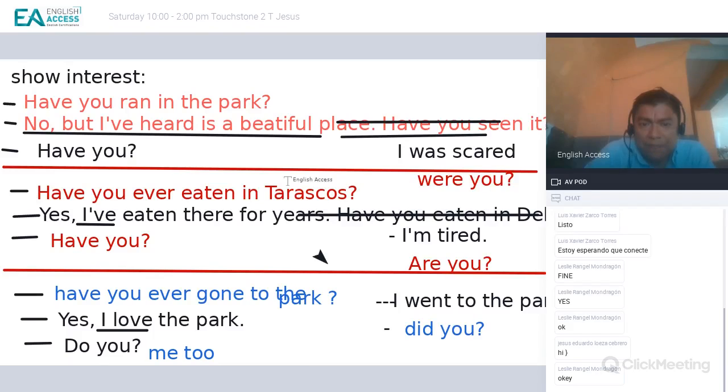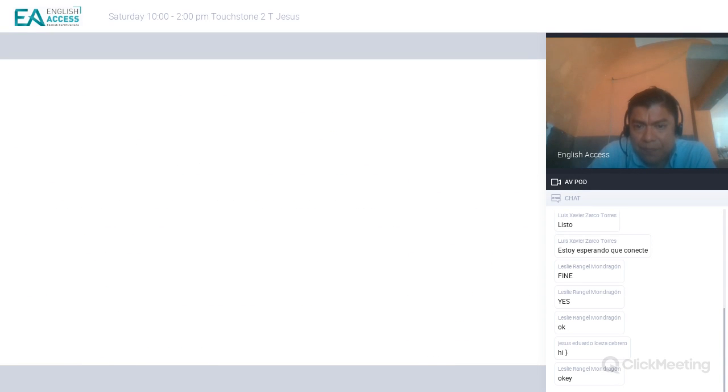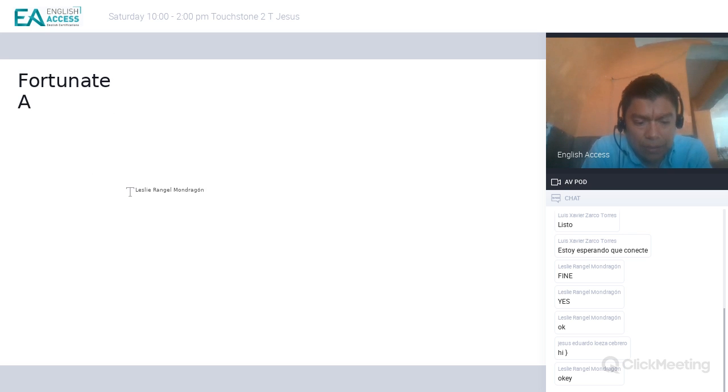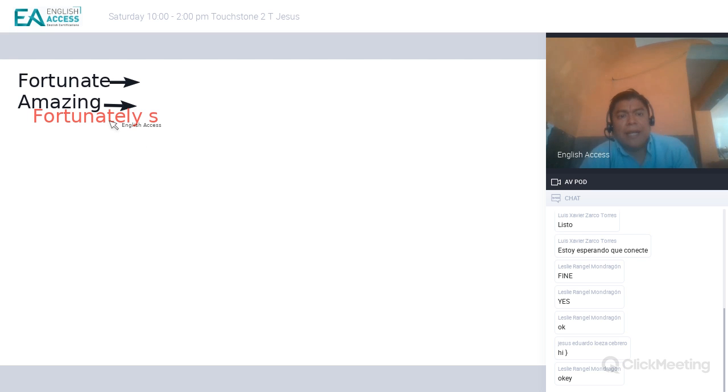Okay, let's go back to the book. Now, use adverbs to show my feelings about something. If you don't remember this, let's do another quick example. We have the adjectives fortunate and amazing. Now, what are the adverbs? Those are the adjectives. What are the adverbs? Fortunately, yes.